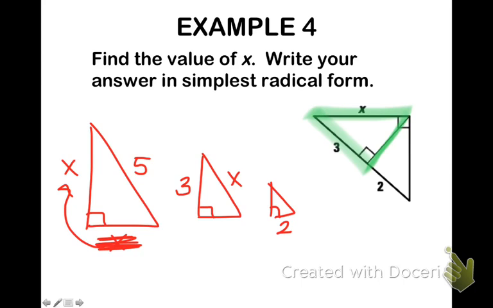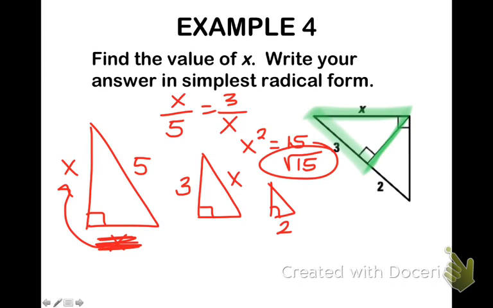X over 5 equals 3 over X, right? Which gets me X squared equals 15. Can I simplify the square root of 15? No. It was 9, 4, 16. Don't divide into that. Okay, questions? So it's just a matter of getting those 3 triangles set up so that you guys have it. All right.